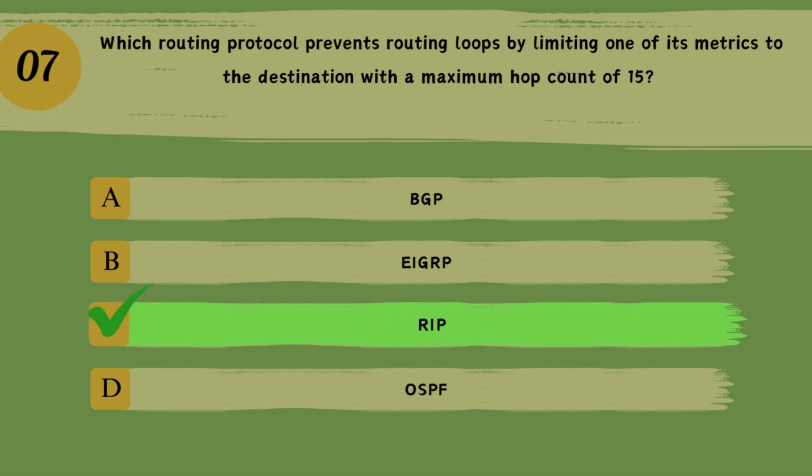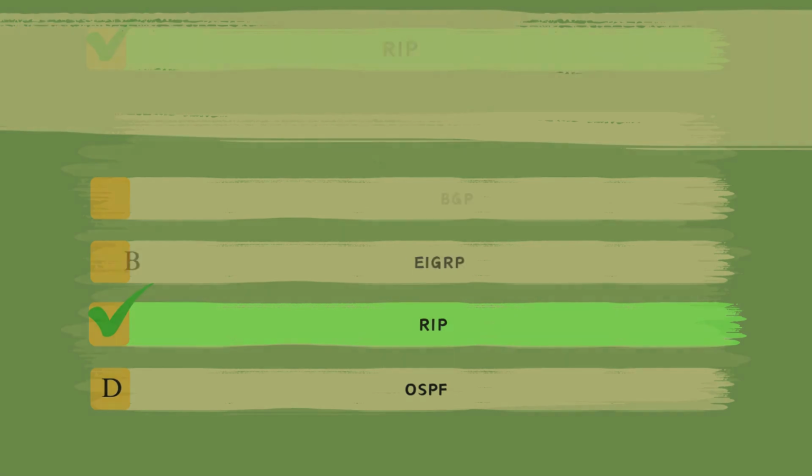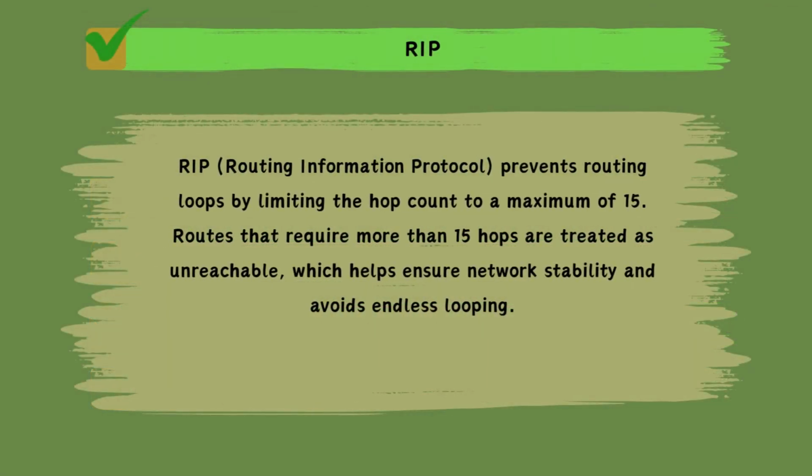Correct answer, C. RIP. RIP, Routing Information Protocol, prevents routing loops by limiting the hop count to a maximum of 15. Routes that require more than 15 hops are treated as unreachable, which helps ensure network stability and avoids endless looping.